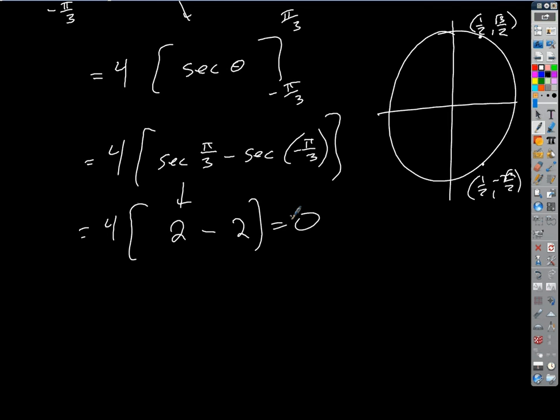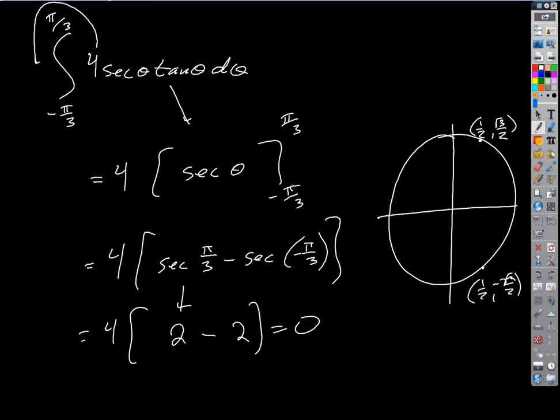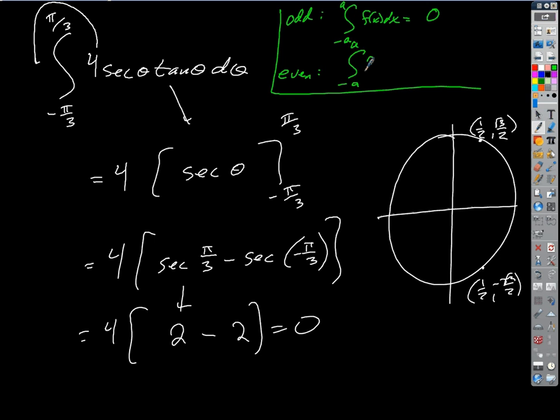Can anybody tell me how we could have avoided even doing all that work? If we have an integral over symmetrical limits, let's review those two little theorems, because they're useful, especially the odd one. For an odd function, the integral from negative a to a of f of x dx is 0 always. For an even function, the integral from negative a to a of f of x dx is just 2 times the integral from 0 to a.